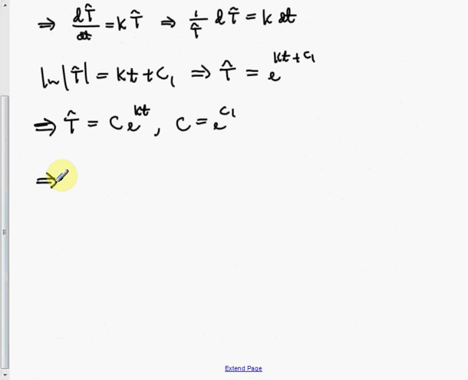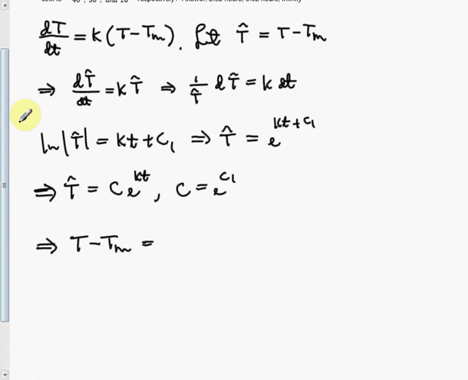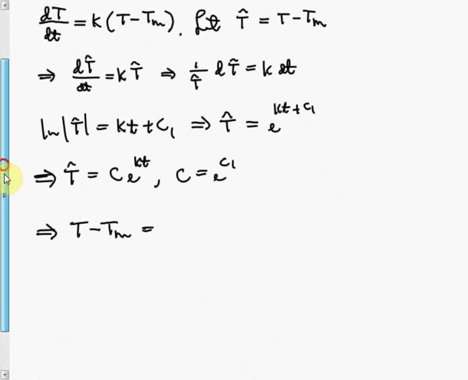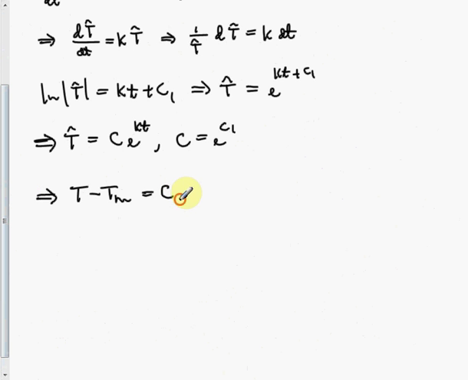But T hat is really T minus T sub m. Right? I made that claim. That's equal to C times e to the kt. That's the formula that we need. This is the formula for Newton's law of cooling.